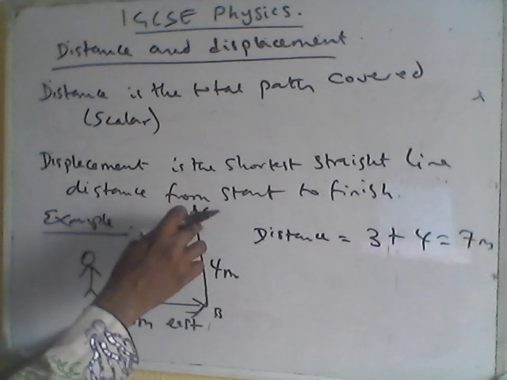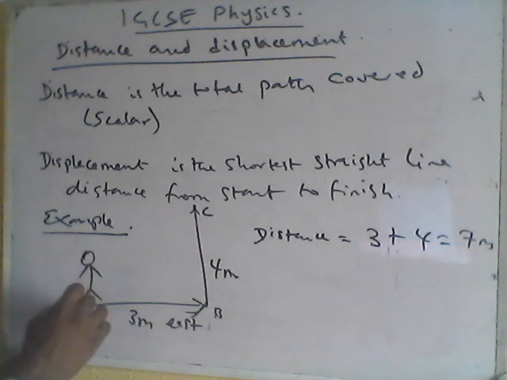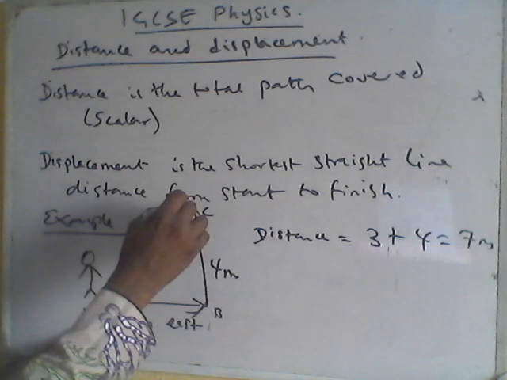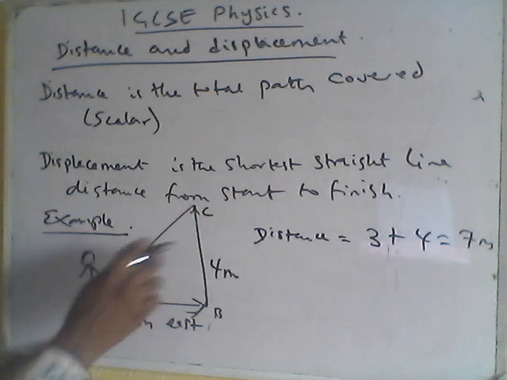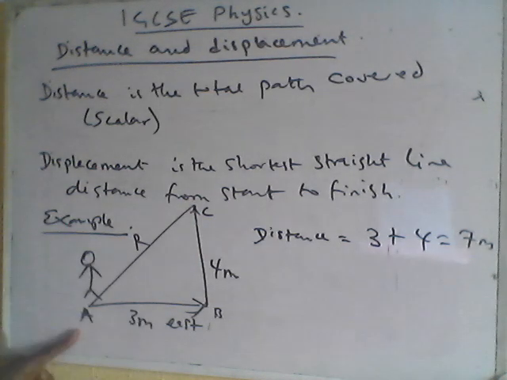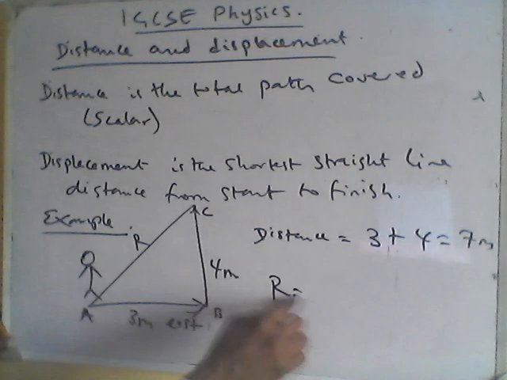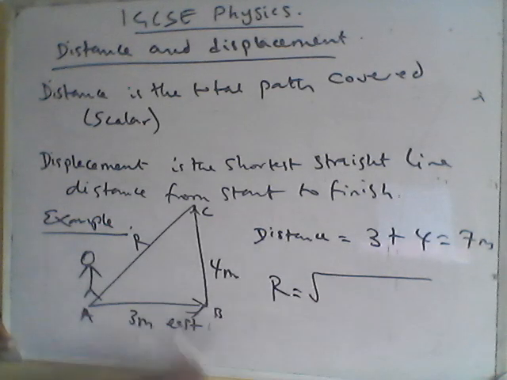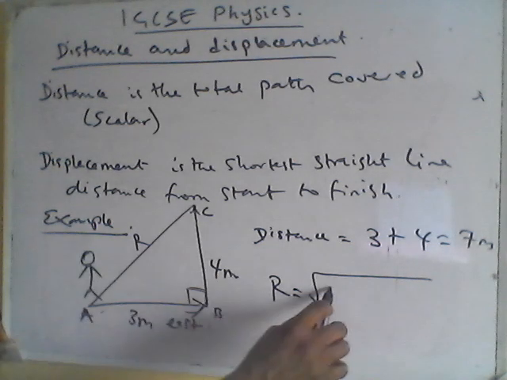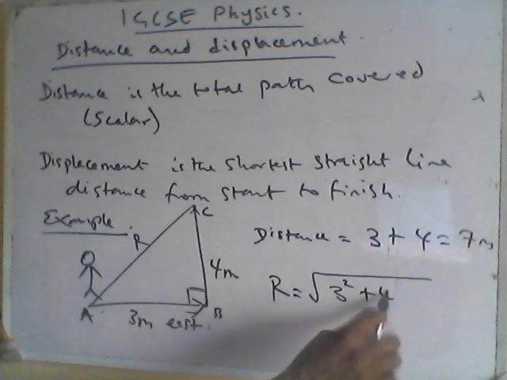So displacement is the shortest distance between here and here in a straight line. You understand? This one now is the resultant. To get this displacement or resultant, I will say R is equal to the square root of that. I'm going to use the Pythagoras theorem to find this and this. So this and this actually form a Pythagorean triangle, right? So I can get 3 square plus 4 square.